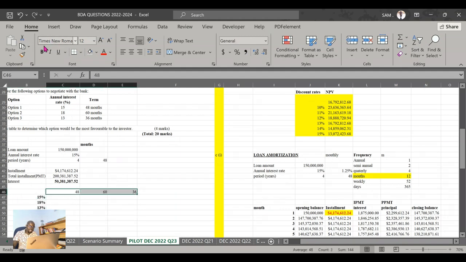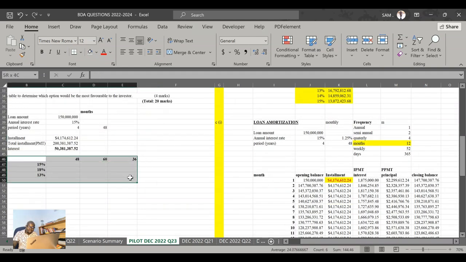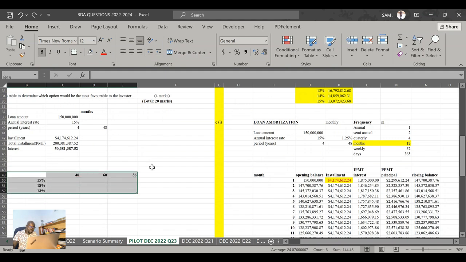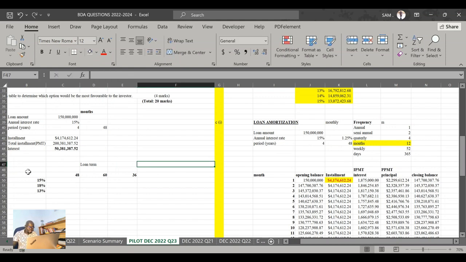So I would want us to get the total interest to be paid in each of these options. And we choose which option where we'll pay the least amount of interest. So I will just want to bring that there. So this is loan term along the row. Then this one along the column are the interest rates, the annual interest rates, like that.